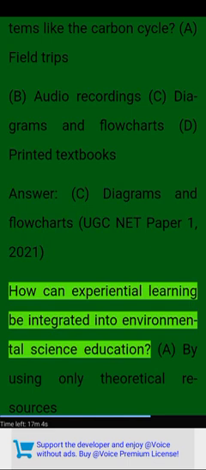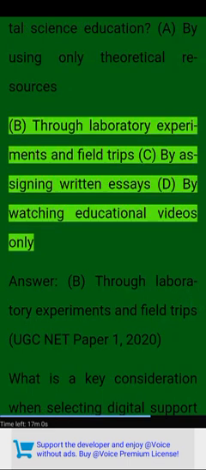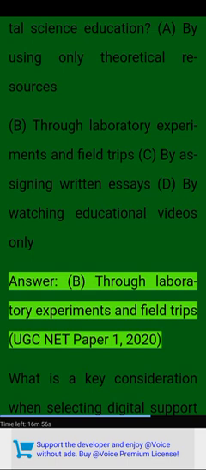How can experiential learning be integrated into environmental science education? A. By using only theoretical resources. B. Through laboratory experiments and field trips. C. By assigning written essays. D. By watching educational videos only. Answer. B. Through laboratory experiments and field trips. UGC Net Paper 1, 2020.